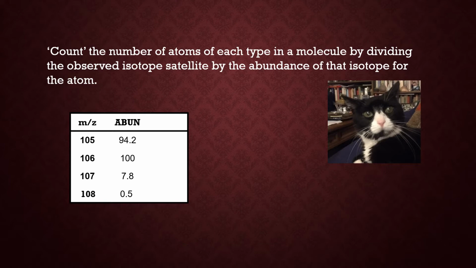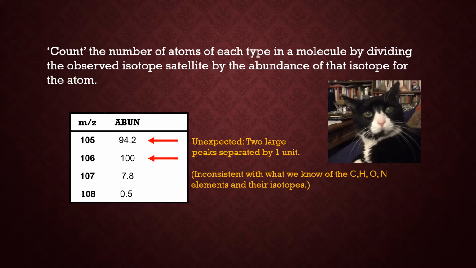So these are the highest M to Z values in the mass spectrum, and we have two very large peaks, and they can't possibly correspond to isotope peaks. So the 105 and 106 corresponds to no isotope pairing or isotope satellite lines in the molecules that we're discussing. So this is inconsistent with what we know about these elements. So we have to ask ourselves which one of these is the molecular ion passing through, or the principal peak, and which are the isotope satellite lines.